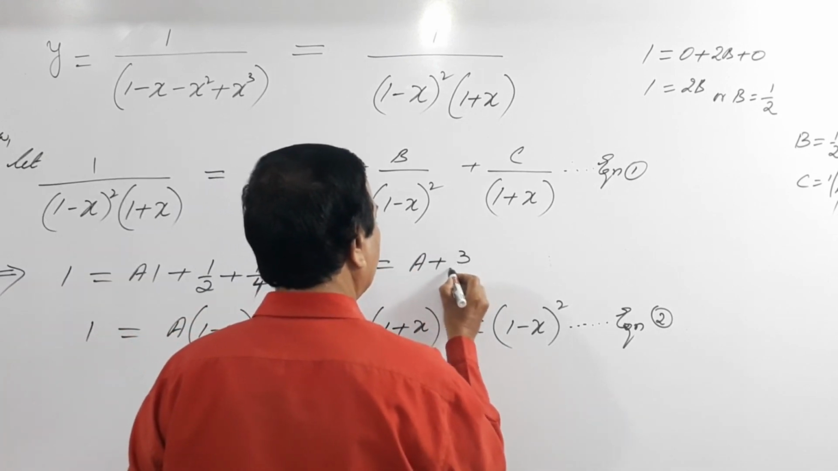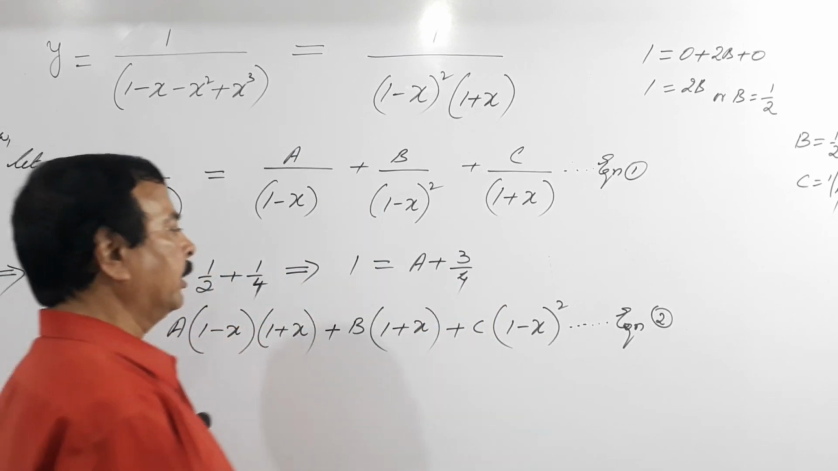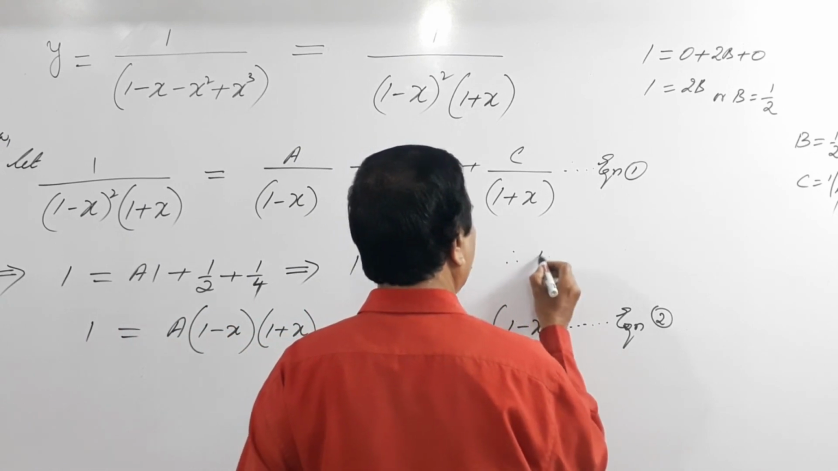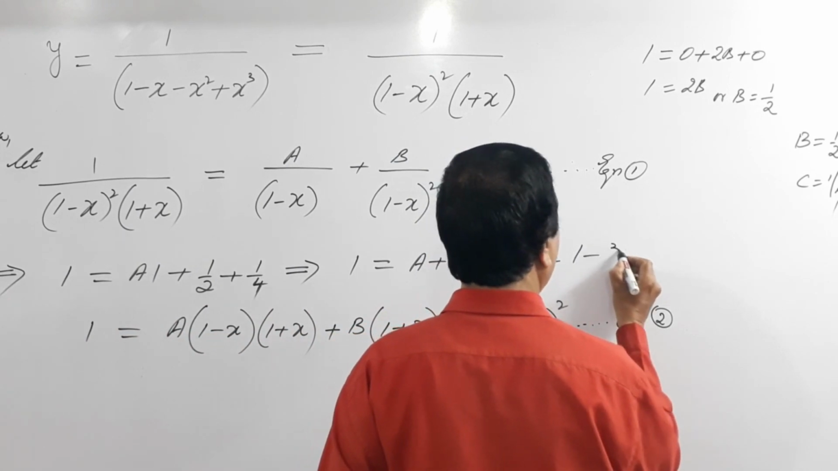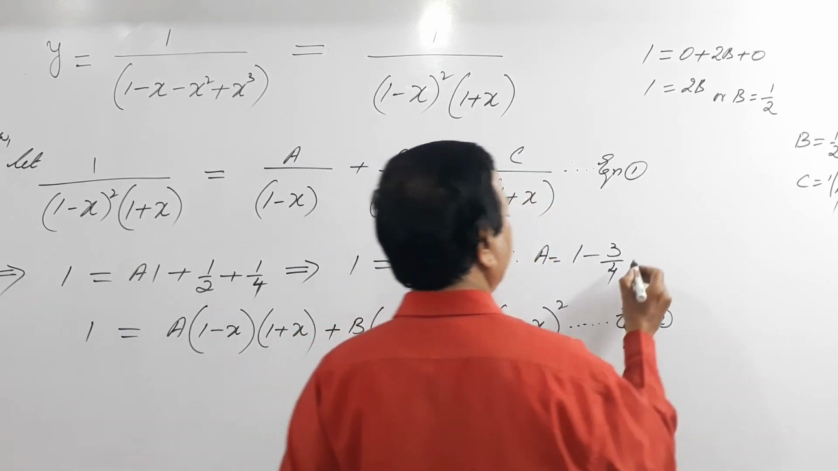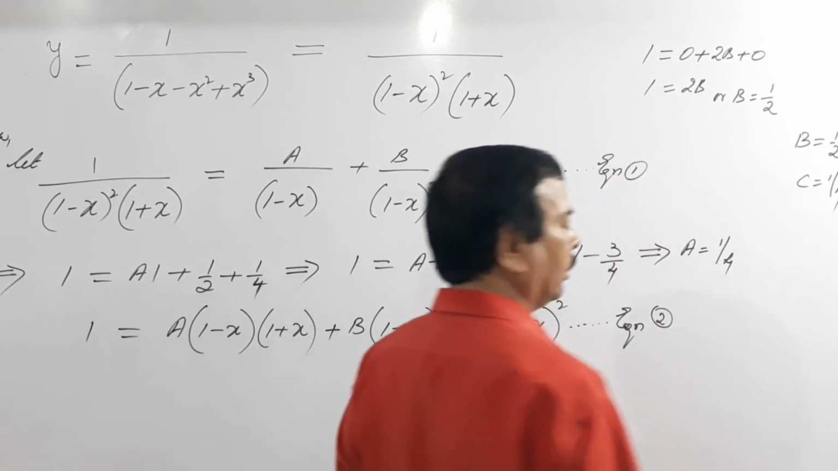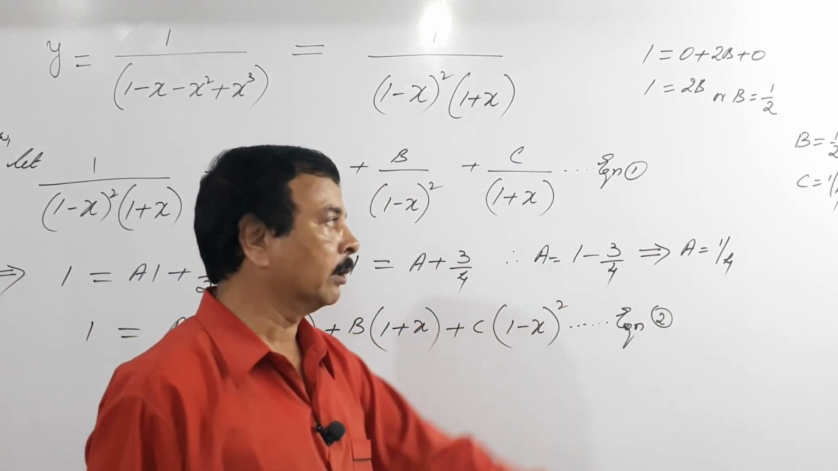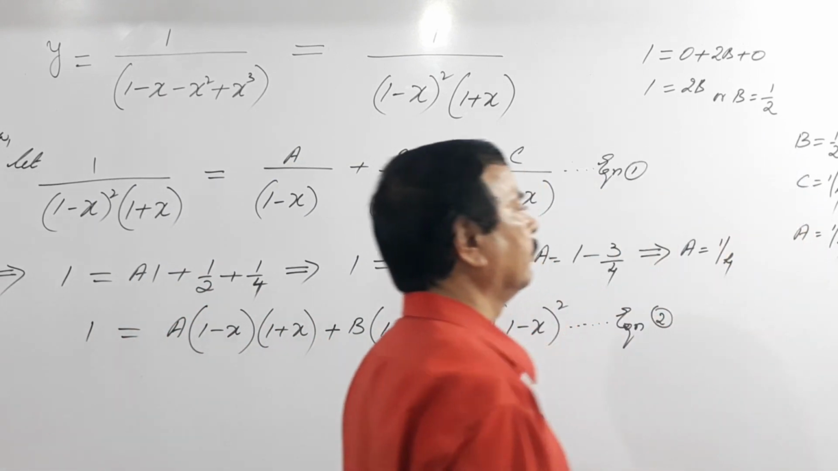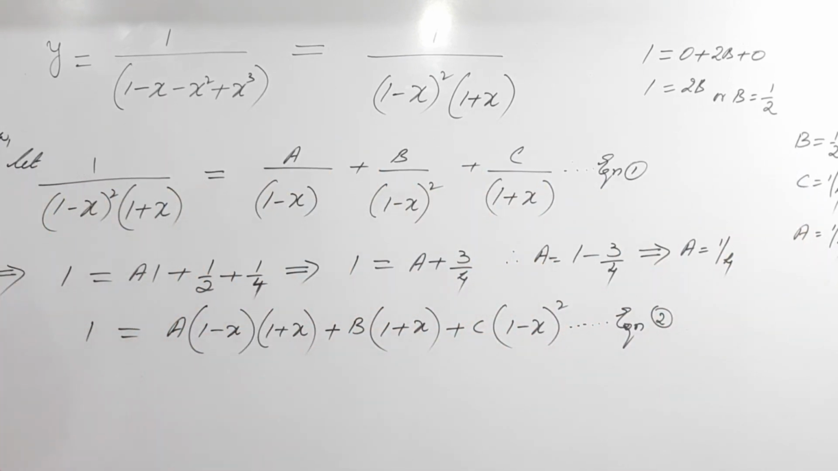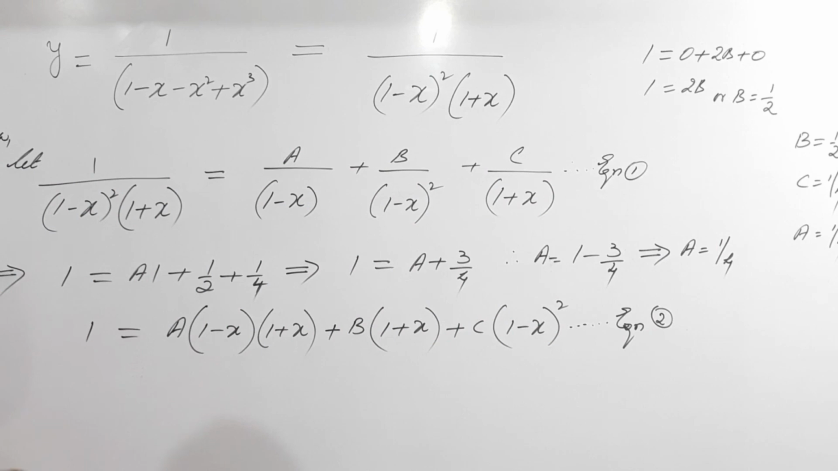a plus 3/4, half plus quarter is 3/4. So therefore a equals what? Send this to the left side: 1 minus 3/4, which is a quarter. So a equals 1/4. You got all the values a, b, c. Now you use that here. Make a note of this.